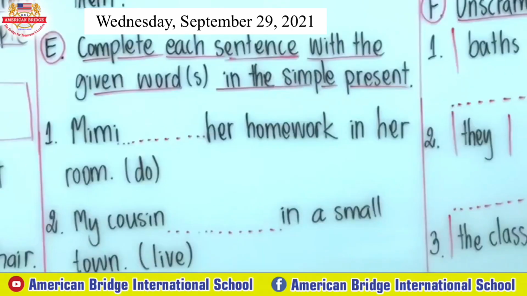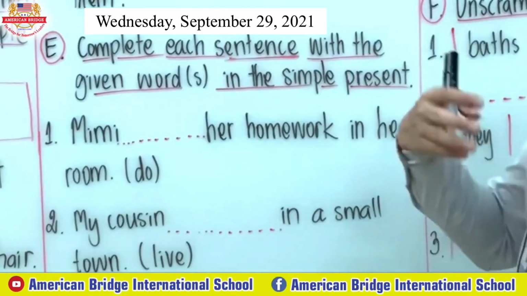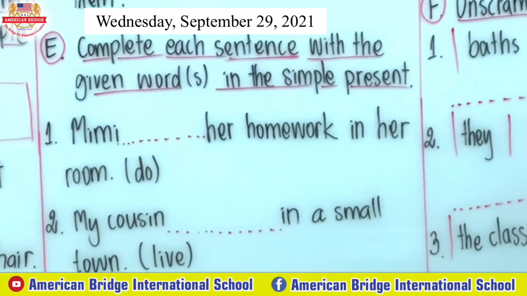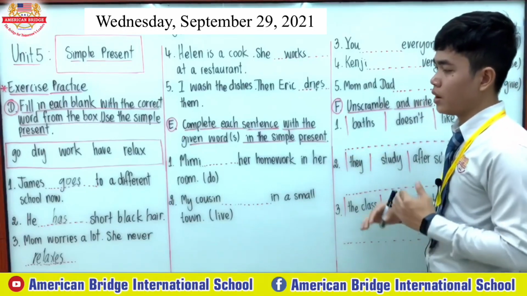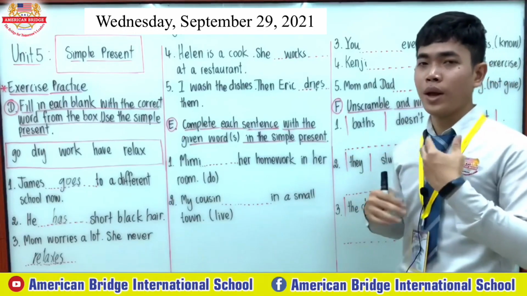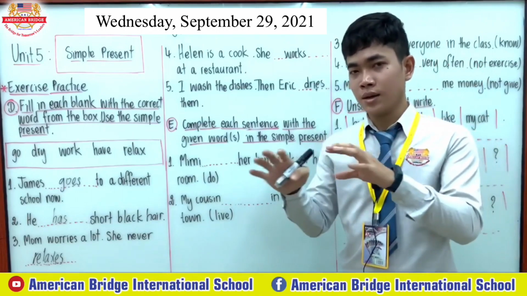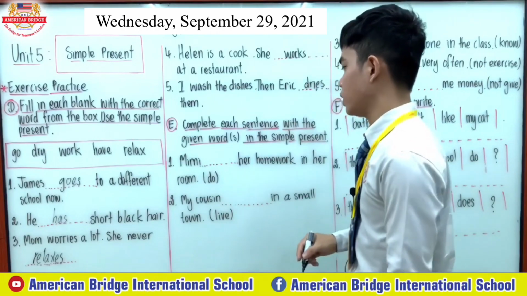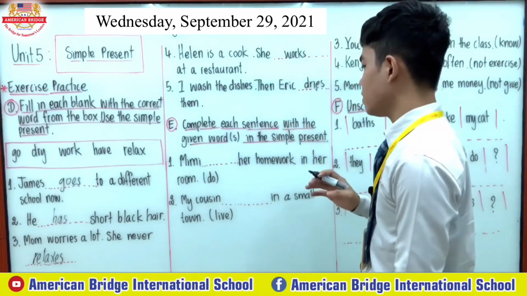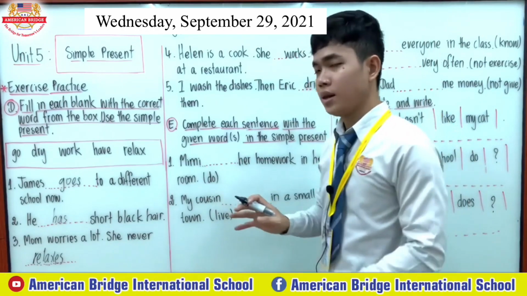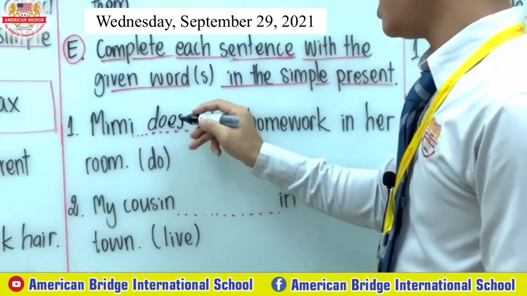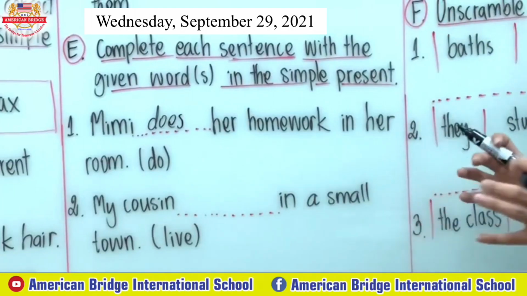So number one, Mimi. Yeah, Mimi is the name of someone. Her homework in her room. Okay, so we have the word do. As we know, do is an irregular verb when it is used with a third person singular subject, like Mimi, which stands for the subject in our sentence. So now let's change it into the word does. Yeah, so Mimi does her homework in her room.